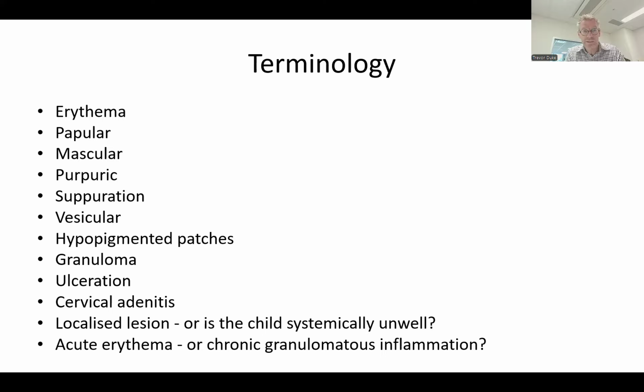If you can master that terminology and understand what all those terms mean and how to use them and how to combine them, then you go a long way to being able to describe common pediatric rashes. Then you need to ask the question, is it a localized infection, or is the child systemically unwell? Many rashes are just localized infection and the child's otherwise well, and some rashes relate to a generalized systemic illness in a child. And that understanding can help you with the diagnosis.